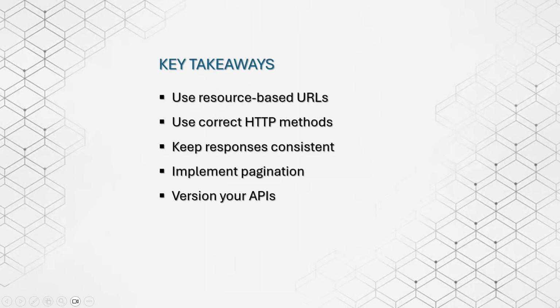Keep your response formats consistent across all endpoints. This makes life easier for front-end developers, mobile developers, and anyone integrating with your API. Always think about scalability. Features like pagination help prevent performance issues as your data grows. And finally, plan for change. API versioning allows your application to evolve without breaking existing clients and integrations.